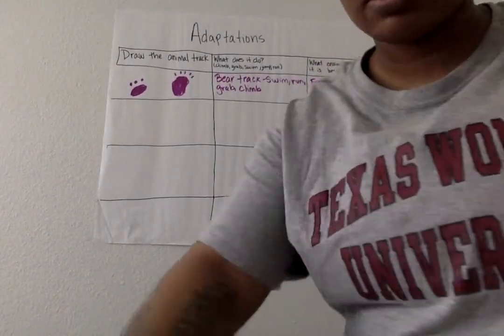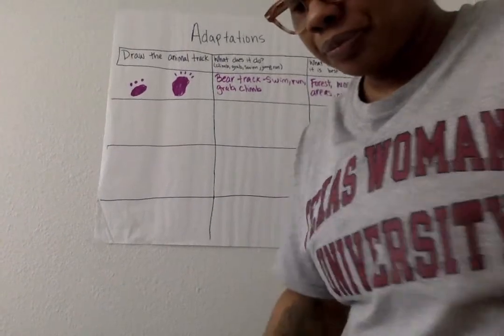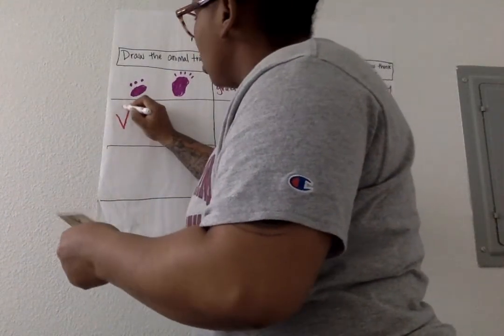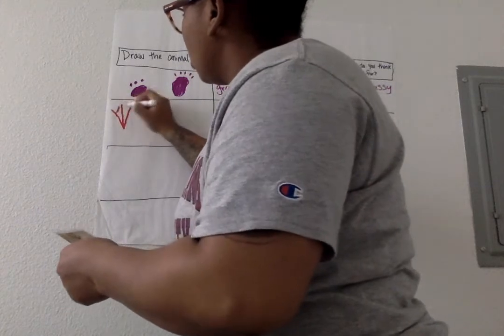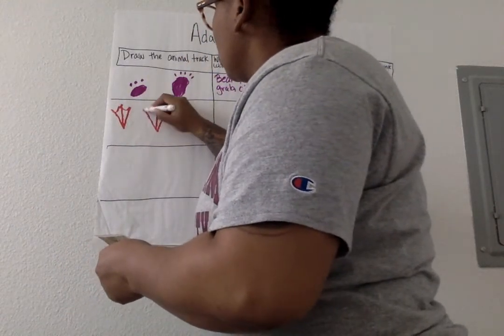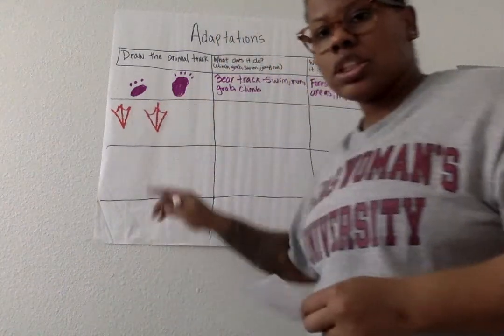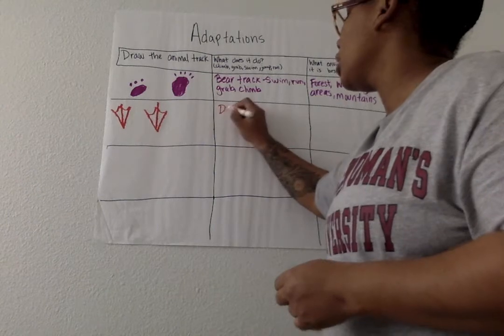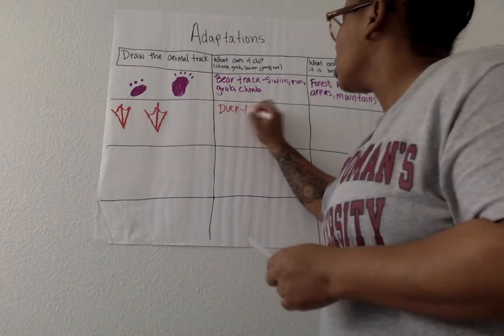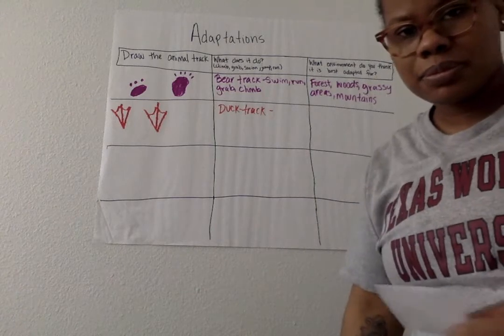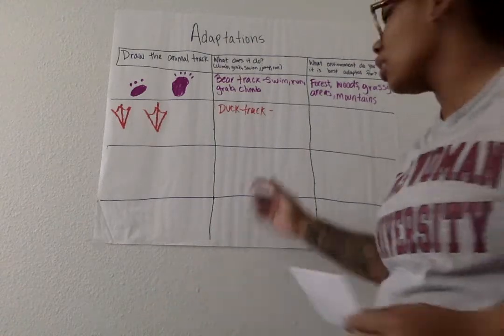Let me use a different color marker. Okay, those are my web feet. All right, and I'm gonna put duck track. All right, and what do ducks do? They swim, right?